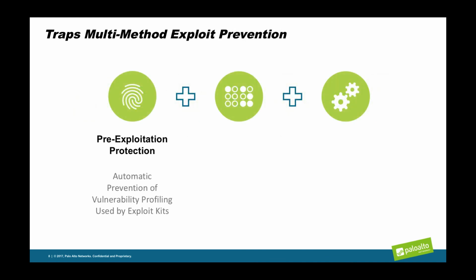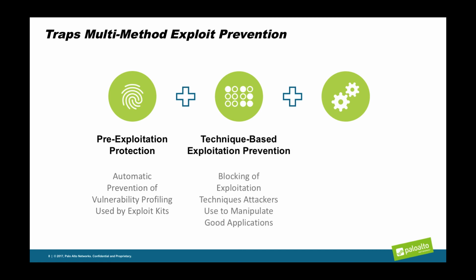Traps delivers endpoint prevention using a multi-method approach similar to the malware side. Traps can actually prevent an exploitation attempt before it can start by blocking the vulnerability profiling attempts that exploit kits use. This profiling is sometimes called fingerprinting, which is the process of collecting information about an endpoint before initiating an attack so that the exploit kit can identify specific operating system or application vulnerabilities and match the optimum attack to leverage those vulnerabilities. In addition, Traps uses a unique technique-based approach to preventing exploits.